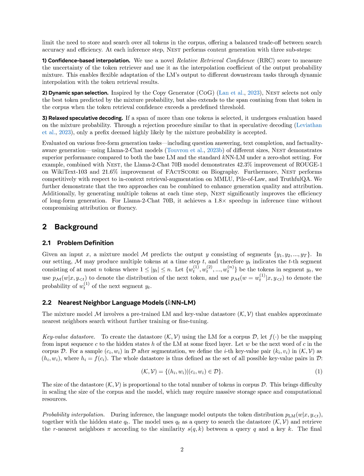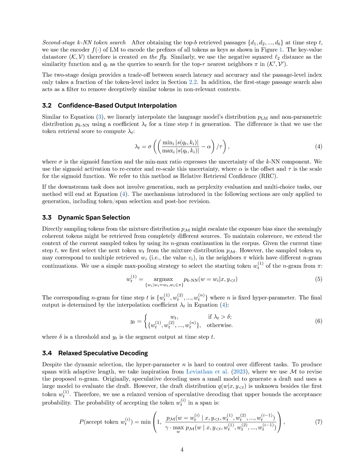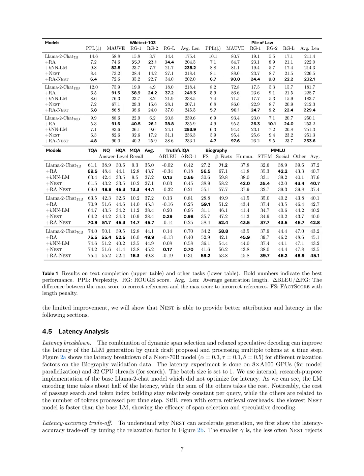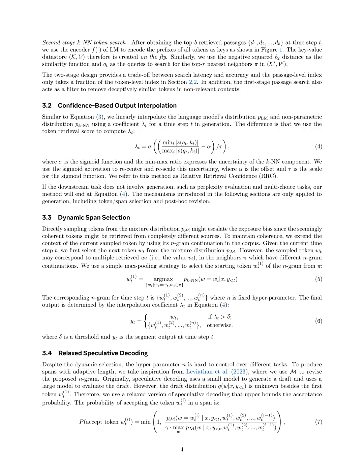NEST not only selects the best token predicted by the mixture probability, but also extends to the span containing tokens from the corpus when the token retrieval confidence exceeds a predefined threshold. This ensures coherence by extending the context of the current sampled token. 3. Relaxed speculative decoding. NEST uses a relaxed version of speculative decoding to control the adaptive length of spans. It revises the proposed n-gram by upper bounding the acceptance probability, allowing for spans with adaptive lengths.